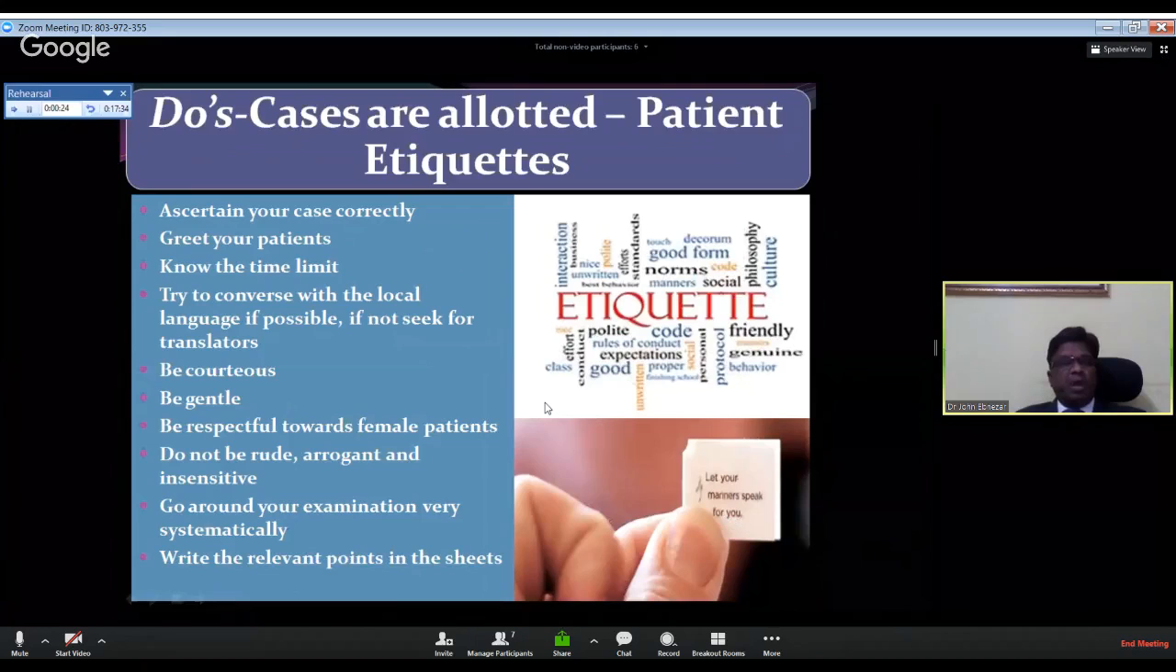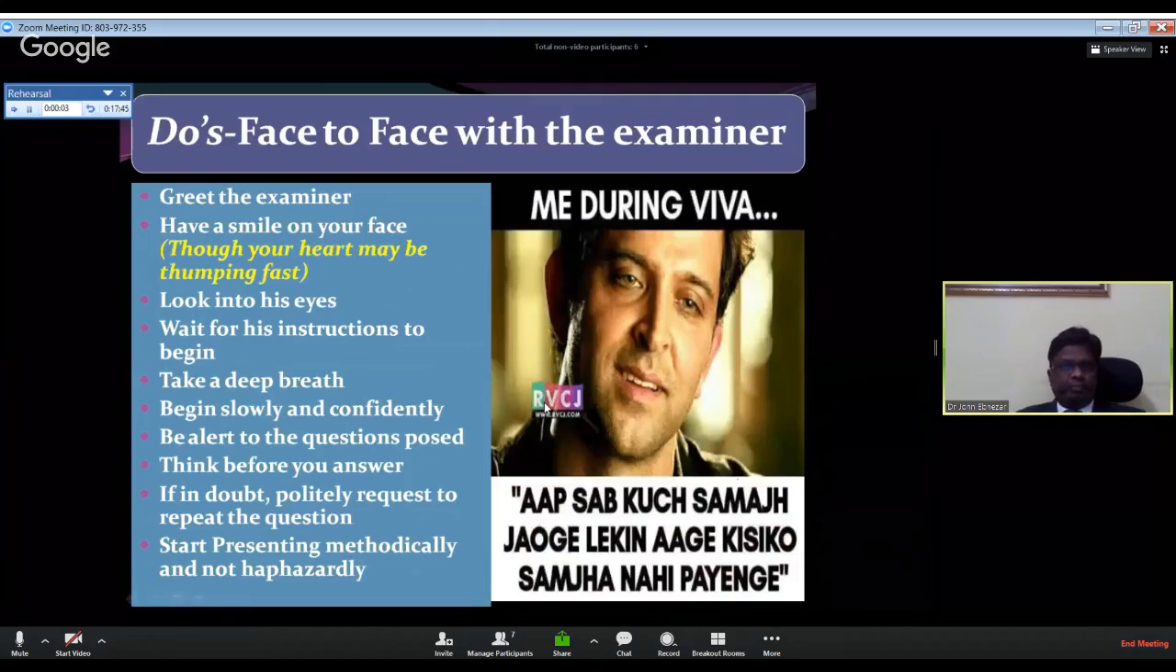Go about your examination very systematically. Write the relevant points in the sheets. When you are face to face with the examiner, greet your examiner. Have a smile on your face. Look into his eyes straight. Wait for his instructions to begin. Take a deep breath. Begin slowly and confidently.